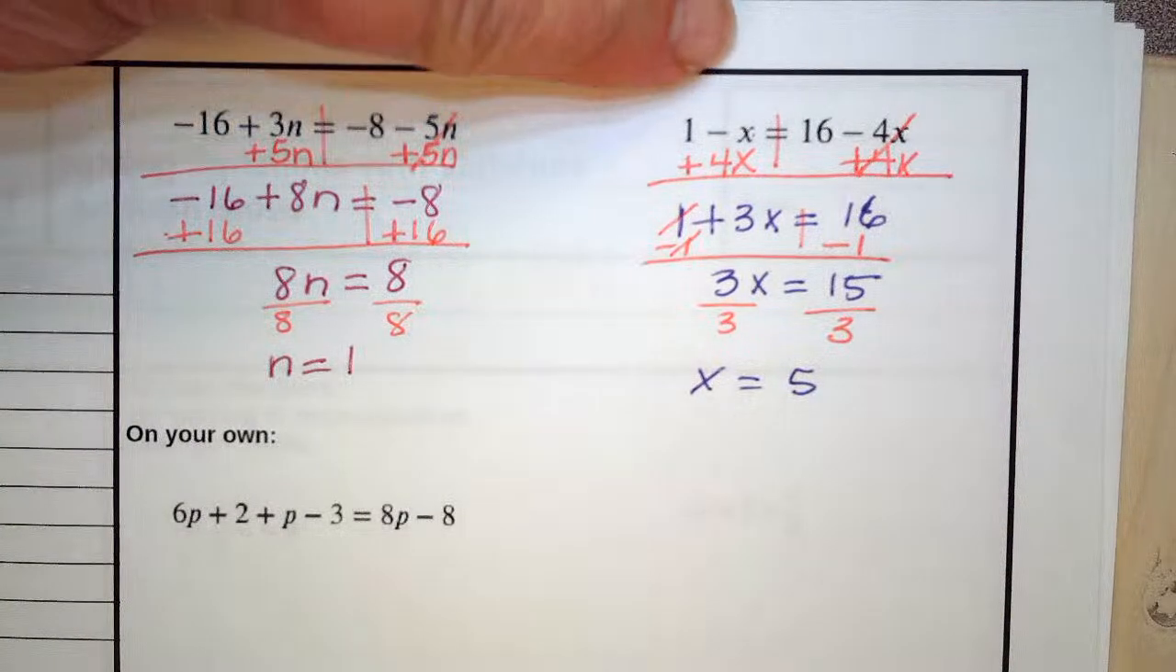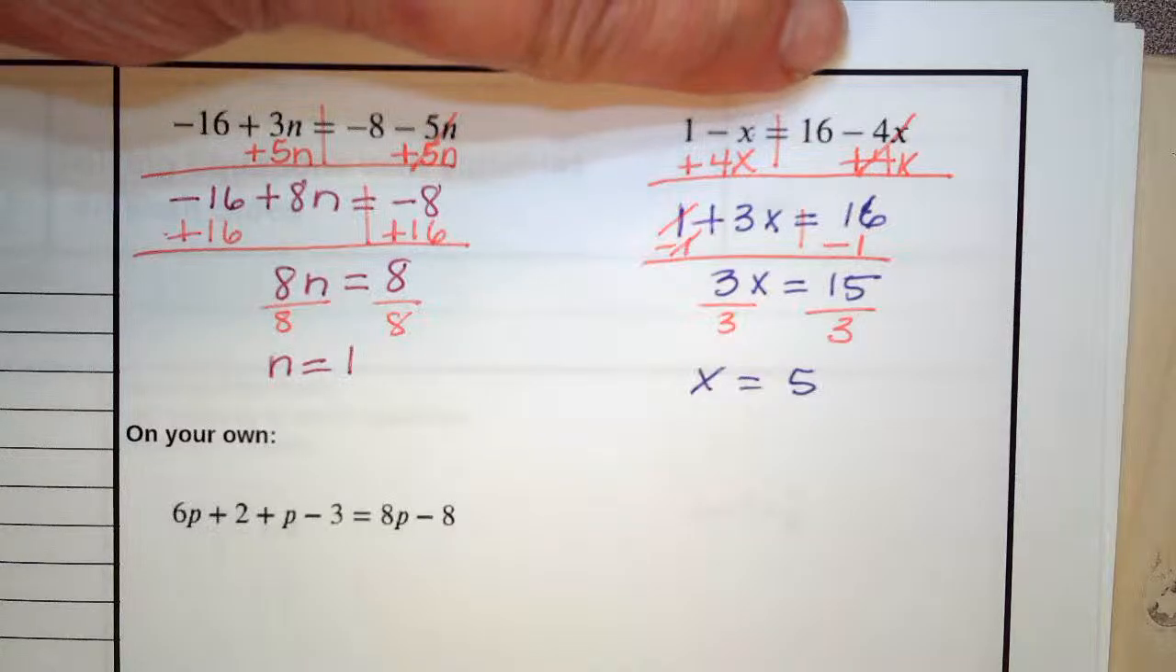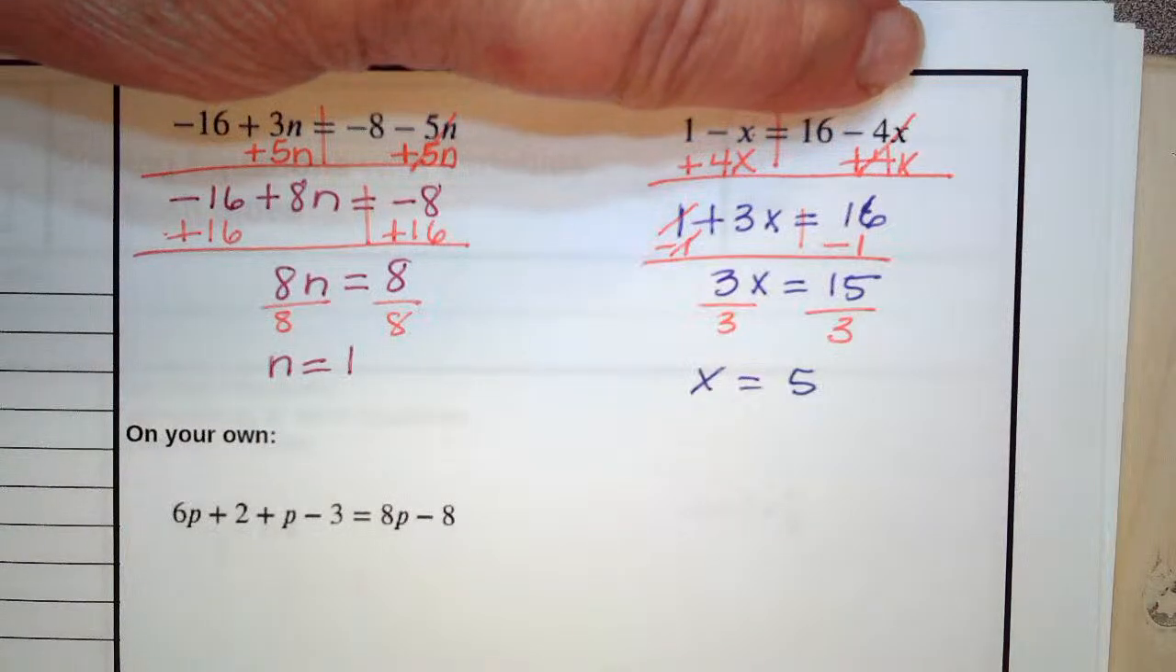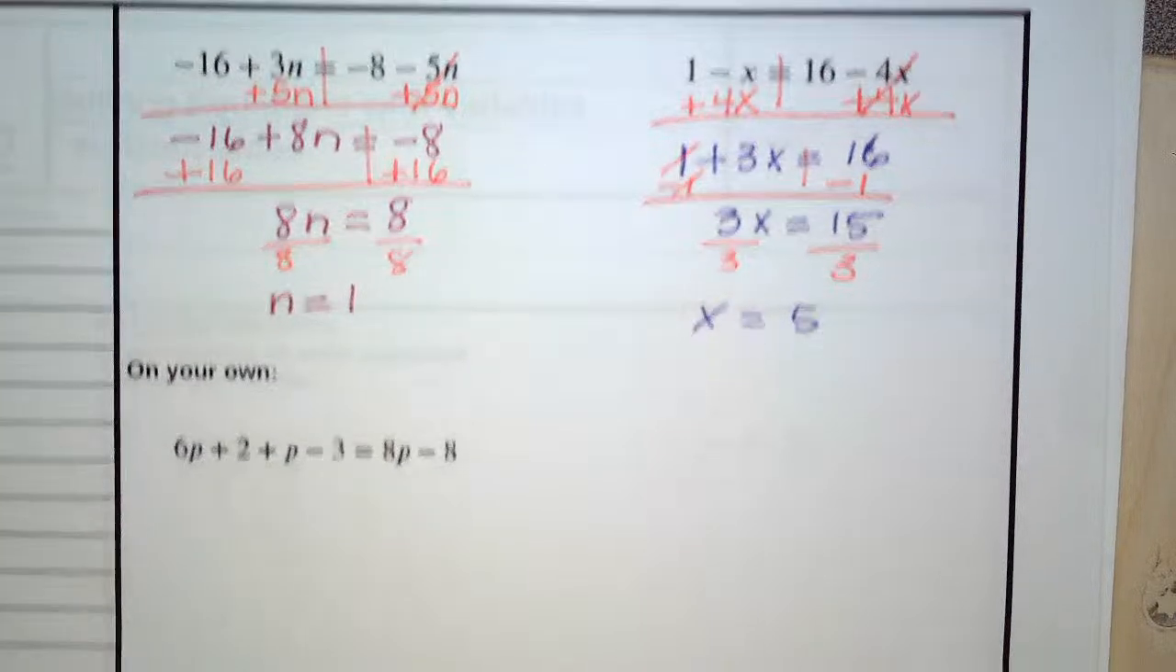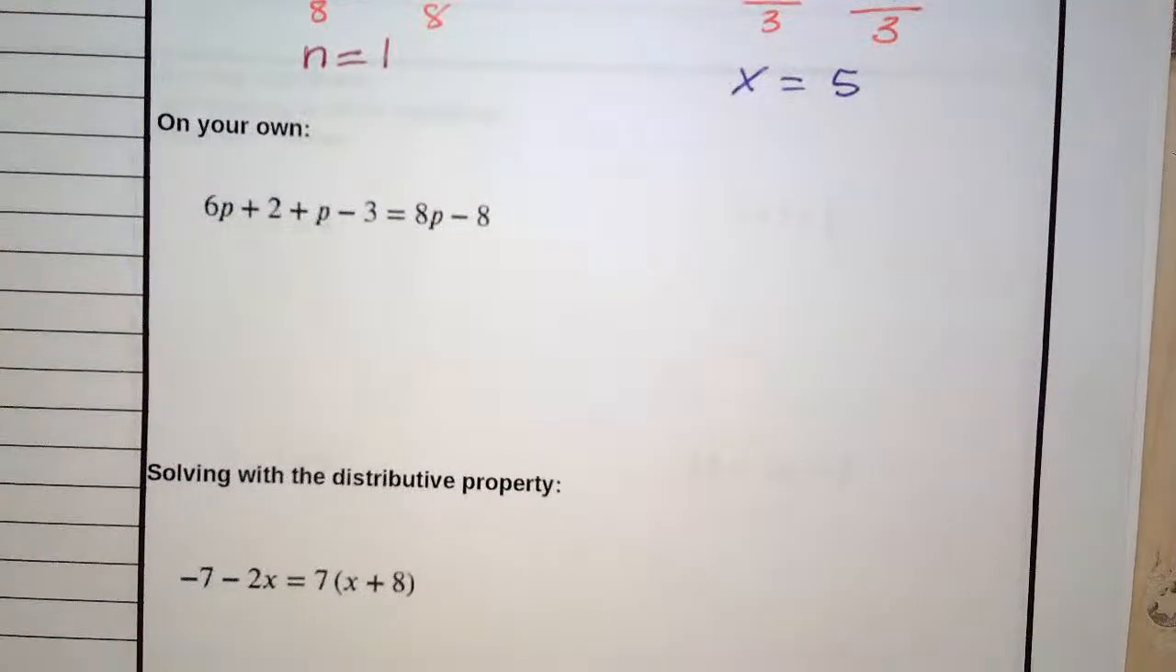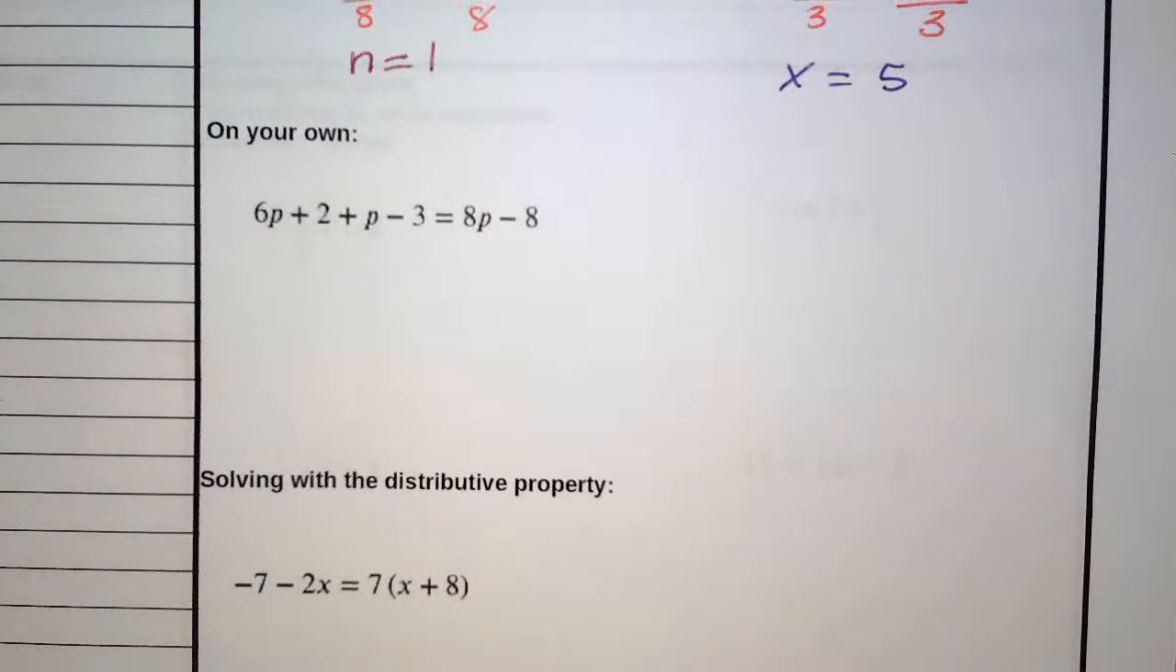1 minus 5 is negative 4. 16 minus 4 times 5 is 20. 16 minus 20 is negative 4. They are both negative 4s, and we are correct. Now the next one you're going to do on your own. So pause that video. See if you can combine your like terms. See if you can do this on your own.